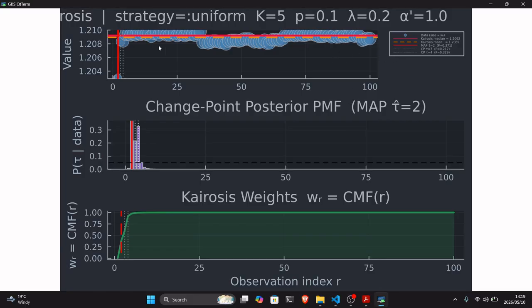But as you can see, essentially we had a change point with max posterior at tau equals 2, and that specific change point represents a change in regimes, or at least in the distribution of the data. There are other change point posteriors, but that's only 100 entries. Looking at the Kairosis weights, they went from very low to none, and they essentially started adjusting themselves as the forecaster time increased.